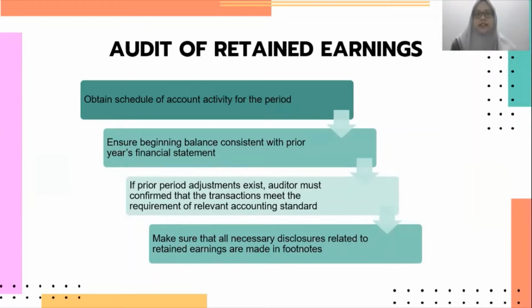First, the auditor has to obtain a schedule of account activity for the period. The schedule consists of an explanation of each transaction that has an impact on retained profit. Second, ensure that the beginning balance of retained earnings is consistent with the amount in the prior year financial statement. Then, the auditor must confirm that other transactions, such as prior period adjustment, meet the requirement of the related accounting standard.